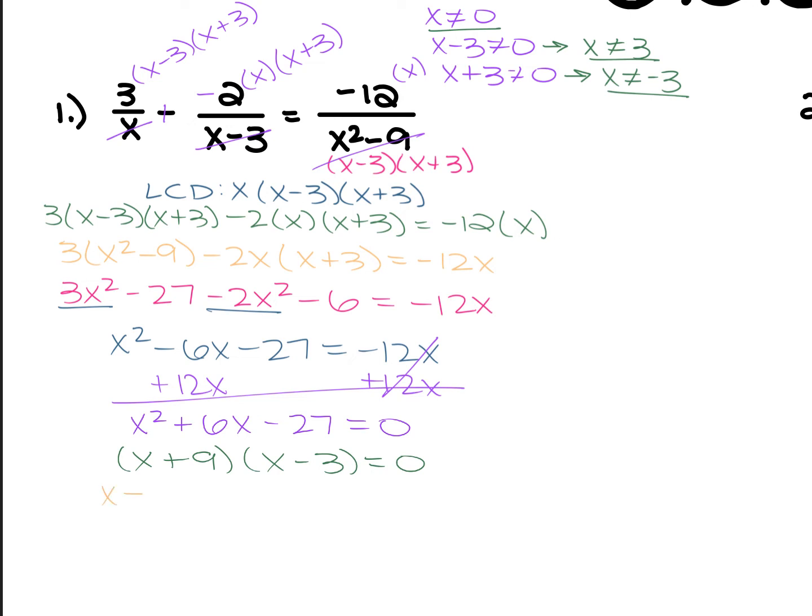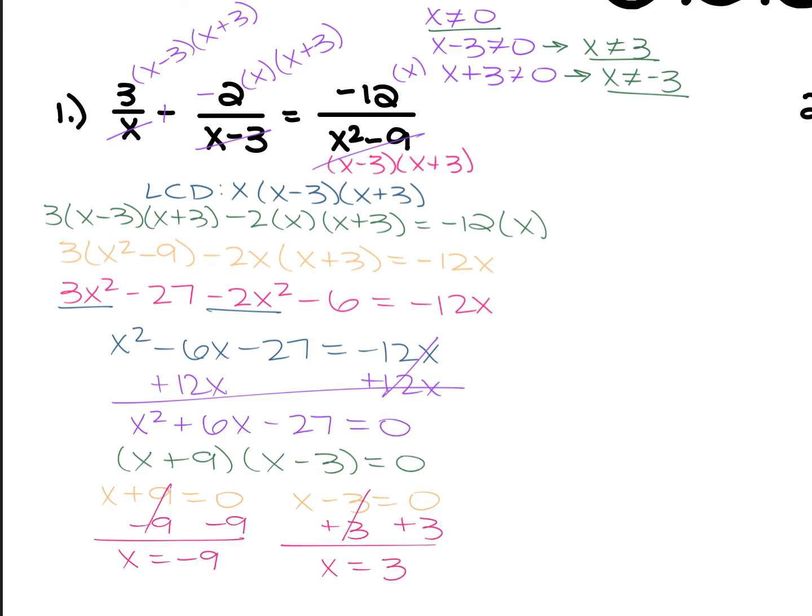We're going to set both of these equal to 0 and solve them. So move your 9 over, subtract it from both sides. We get x is equal to negative 9. Move your 3 over, add it to both sides. You get x is equal to 3.